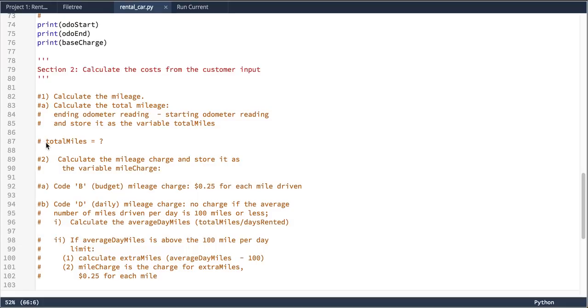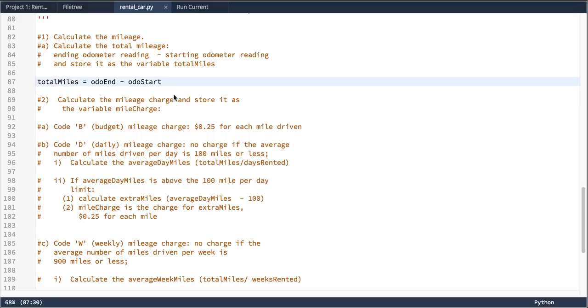So the total miles is going to be the odometer end minus odometer start. That will give us the total miles. So now, based on that total miles, we have to calculate the mileage charge. If it's budget, it's 25 cents per mile driven.